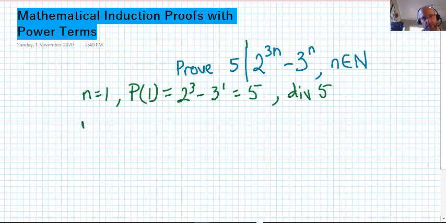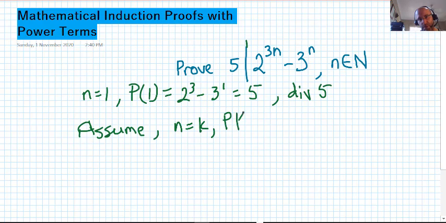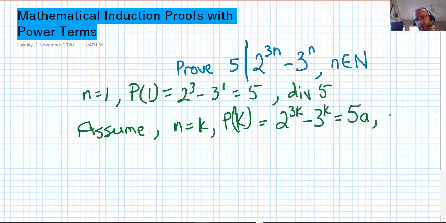And we assume some n equals k, so we have the proposition P of k, and P of k will be simply 2 to the 3k minus 3 to the k, and we're assuming that's divisible by 5, so we'll say that equals 5a, where a is some integer. Definition of divisible by 5 essentially.